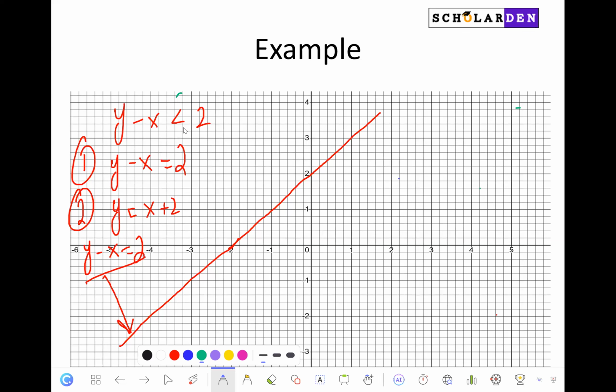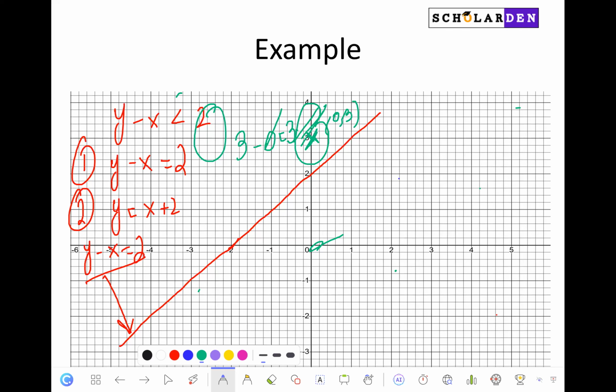Okay? The difference between y and x should be less than 2. Okay, let's take this point over here. The coordinates are 0 and 3, right? So when we do 3 minus 0, the answer is 3, which is greater than 2 over here. So this point is incorrect.